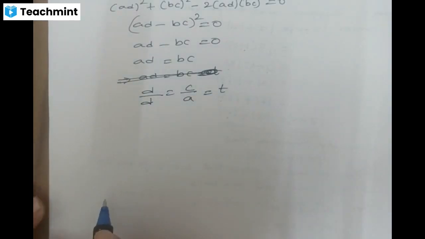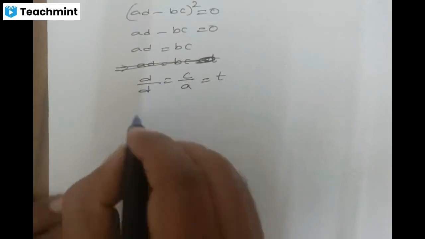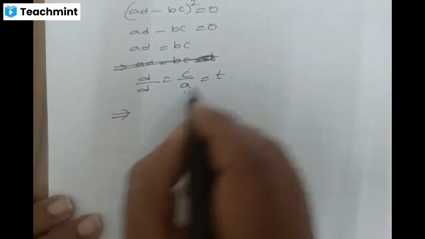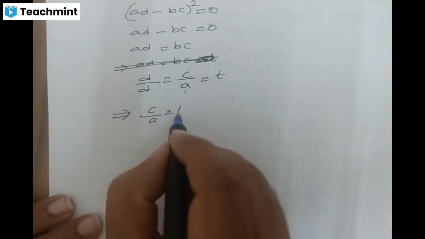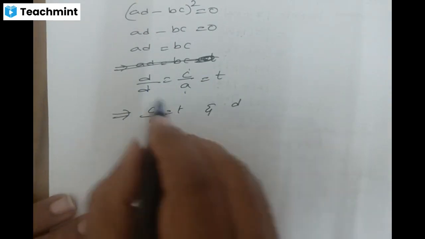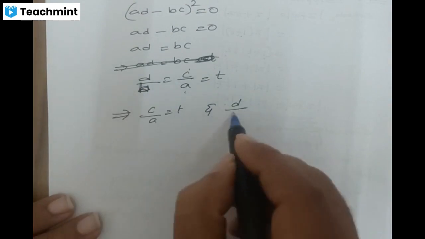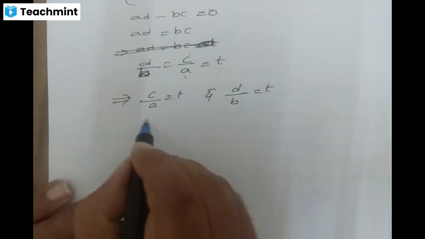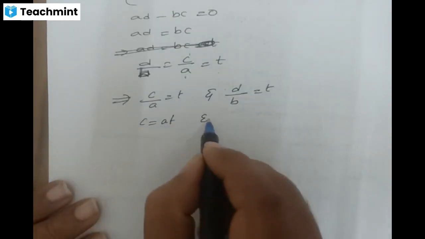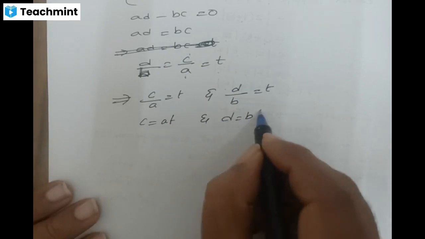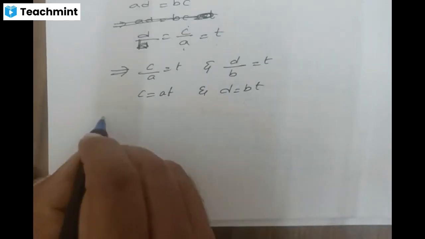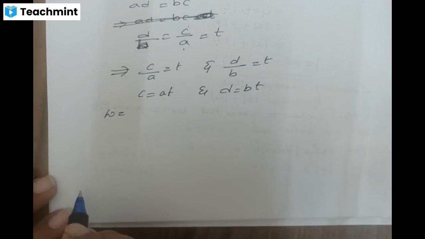So next, after that, we can write C by A is equal to T and D by B is equal to T. That implies C is equal to AT and D is equal to BT. Now, what is that? W is equal to what?